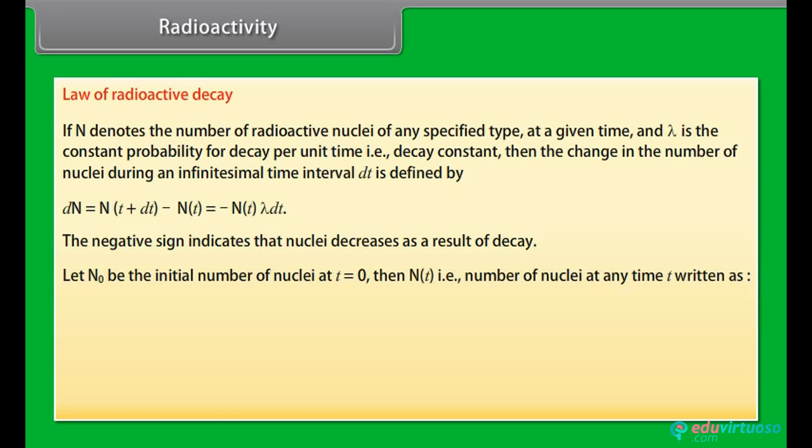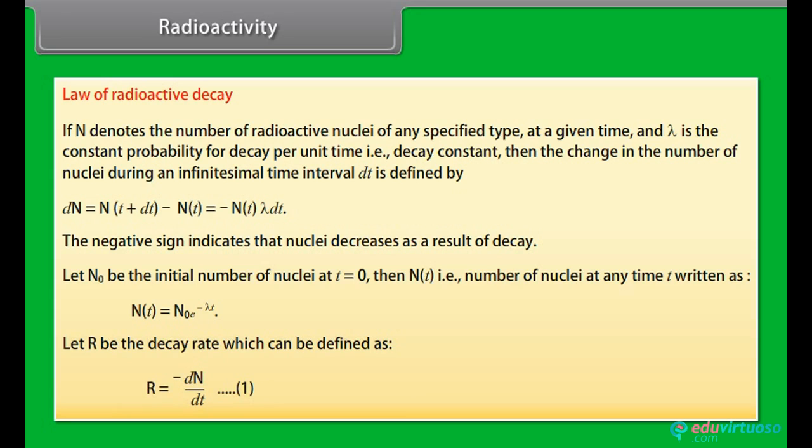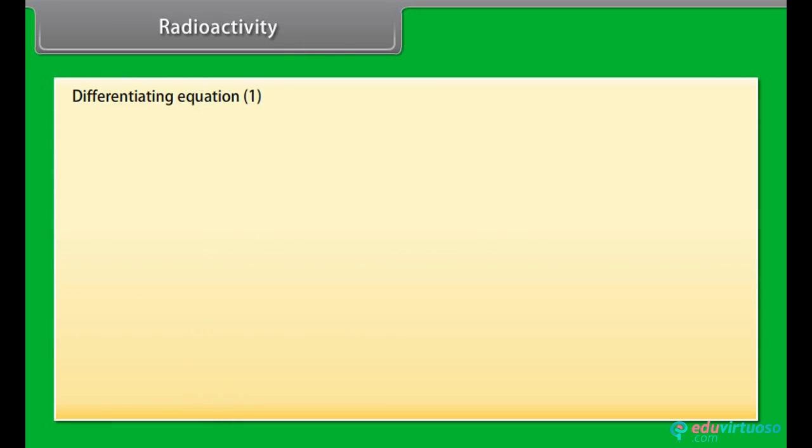Let N0 be the initial number of nuclei at t = 0. Then N(t), that is the number of nuclei at any time t, is written as N(t) = N0 e^(−λt). Let R be the decay rate, which can be defined as R = −dN/dt. Name it as equation 1. Differentiating equation 1, we get R = λ N0 e^(−λt).